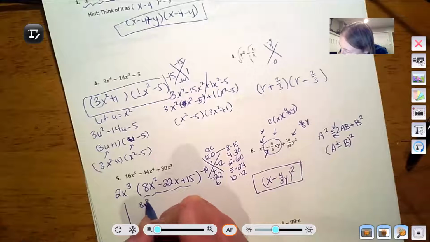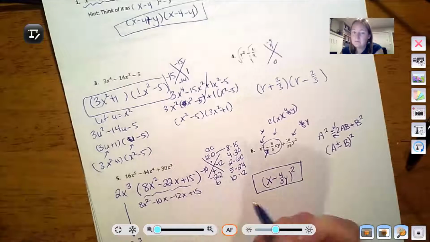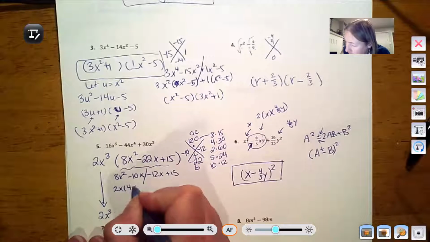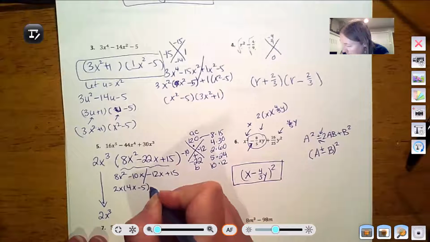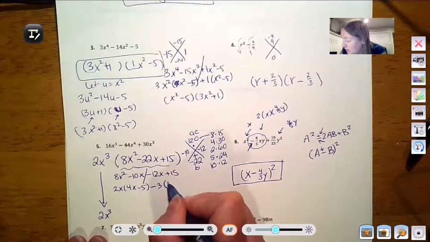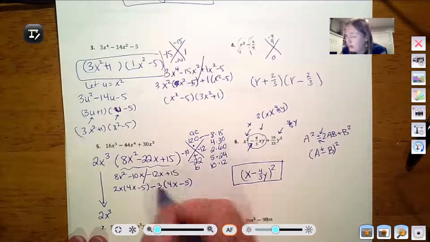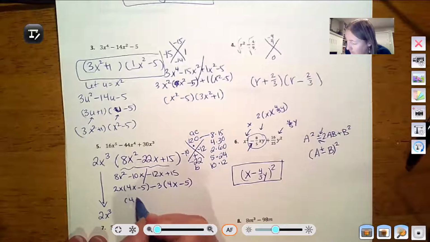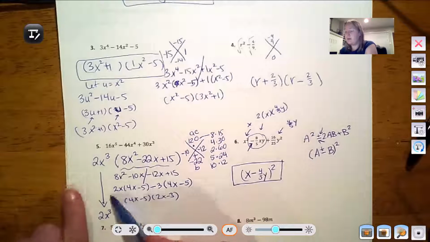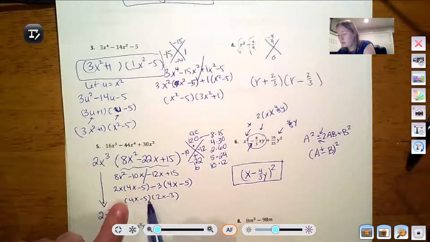So 8x squared minus 10x minus 12x plus 15. Cut it in half, factor. When you factor out a negative here and a 3, a negative times a negative would get you that positive. And now those do match up. And then there's your leftovers. So we factored out the 4x minus 5, and then that's what's left. So here's the 4x minus 5 times 2x, and here's the 4x minus 5 times the negative 3.